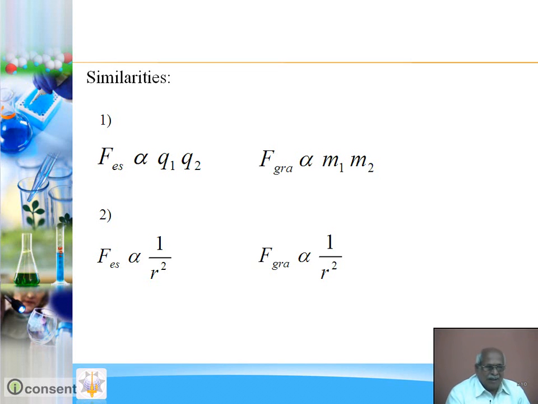In fact, considering this similarity, many times mass is called gravitational charge. Q is electric charge. Mass, gravitational charge. In magnetism, you have a similar equation for force between two magnetic poles. There we can talk of magnetic charge.